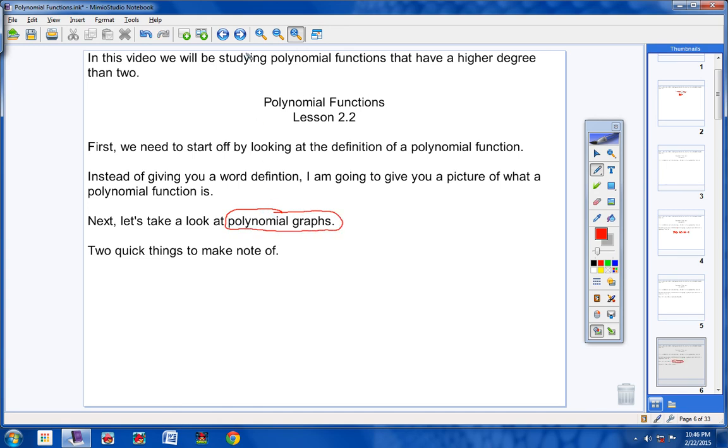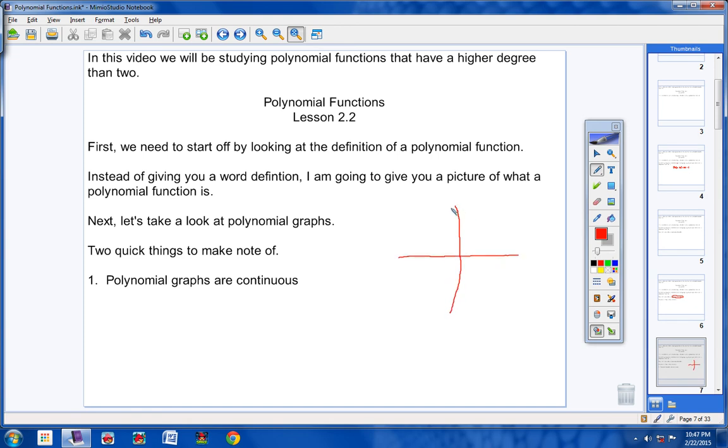So here we go. Number 1, polynomial graphs are continuous. Mr. Error, what do you mean by that? Well, let me show you, okay? You can copy this down or not copy it down. It's up to you, okay? Here's your y-axis. I'm not trying to be very neat, okay? And let's say you had a graph that went like this. Started here, curved, went up, and stopped right here.